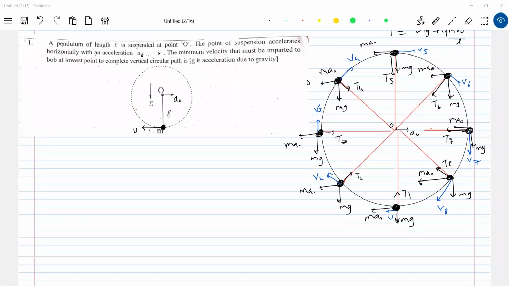First of all, the condition for tangential acceleration at the critical point need not be 0. In most of the problems it is 0, but at the critical point, tangential acceleration need not be equal to 0. So you write down the equation T6 plus, okay, let me take this as theta. If this is theta, this will be theta, then this will be theta.